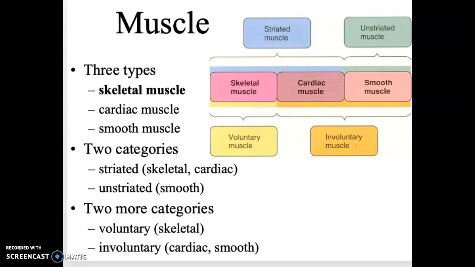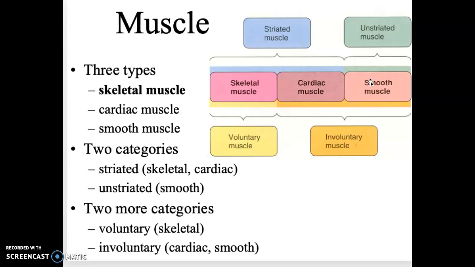So muscle can be categorized into different groups depending on how you're doing it. Mainly there are three types. There's skeletal muscle, which is what we all think about. These are like your biceps, your facial muscles, anything that you have voluntary control over. Cardiac muscle is going to be in your heart. And then smooth muscle is going to be found surrounding your arteries, in your gastrointestinal system.